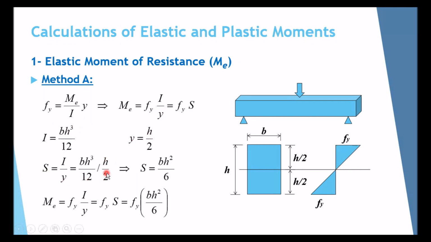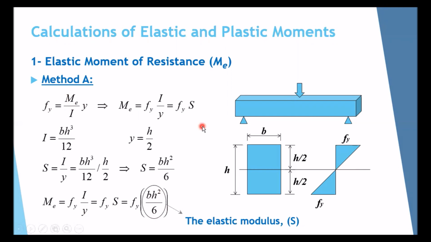Cancel h from h cube. So at the end, the S, or the elastic modulus, equals B h square over 6 for a rectangular cross section. Substitute this value S into this equation. So at the end, the M elastic equals F yield times S, which equals F yield times B h square over 6, where this B h square over 6 is called the elastic modulus, and we give it the term S capital. This is the first method, using the stress equals M over I times Y.